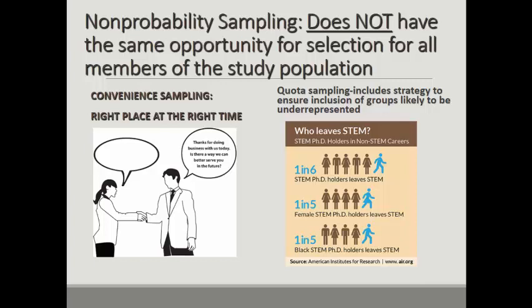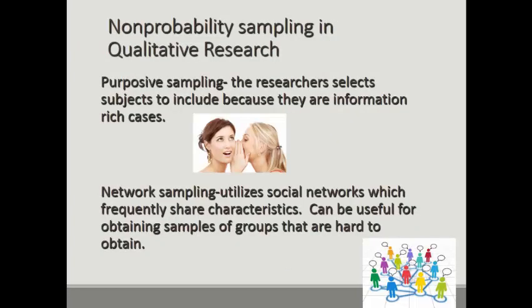You will notice in both convenience sampling and quota sampling, there's nothing random being done. This is non-probability sampling. That doesn't mean that it's not valid or okay to do. It just has limitations that you need to know about. Non-probability sampling can be done in qualitative research as well.